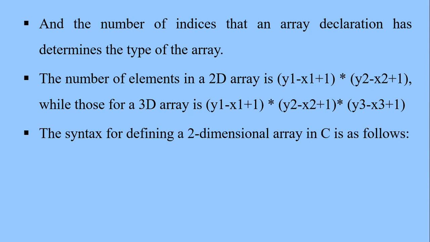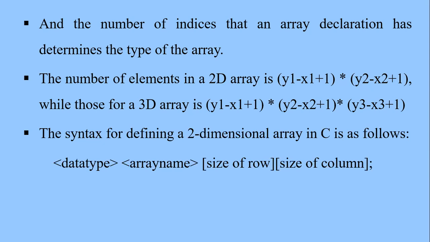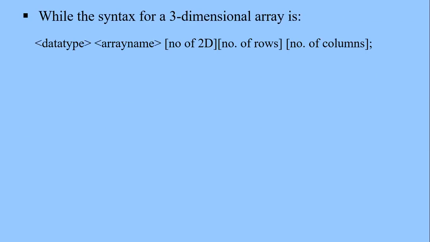The syntax for defining a 2-dimensional array in C is as follows. We have data type, array name, the size of the row, and the size of column, each of them enclosed in square brackets. For example, int performance[2][7], where 2 is the size of the row and 7 is the size of the column. While the syntax for a 3-dimensional array is data type, array name, then number of 2D or 2 dimensions, number of rows, and number of columns.